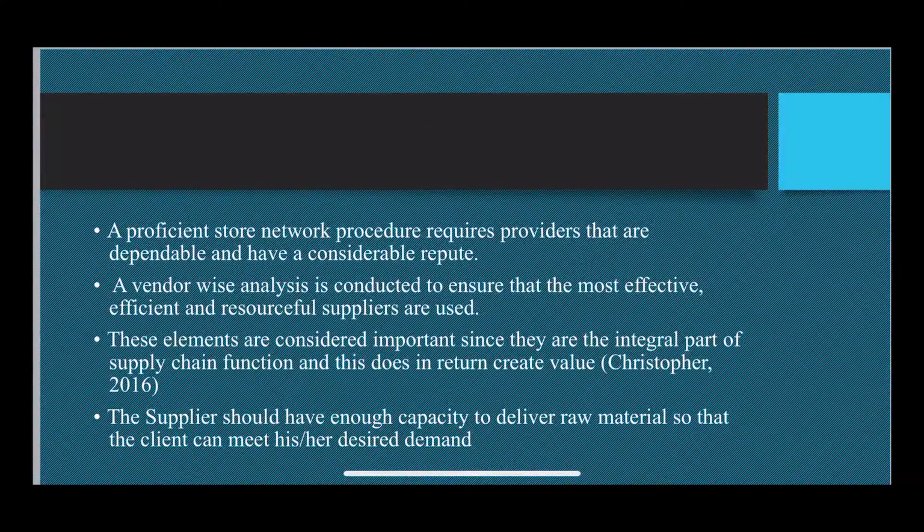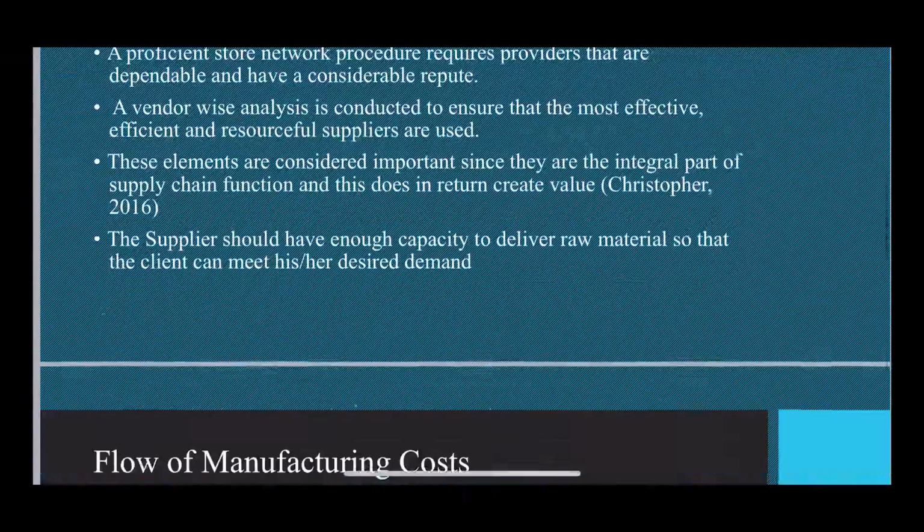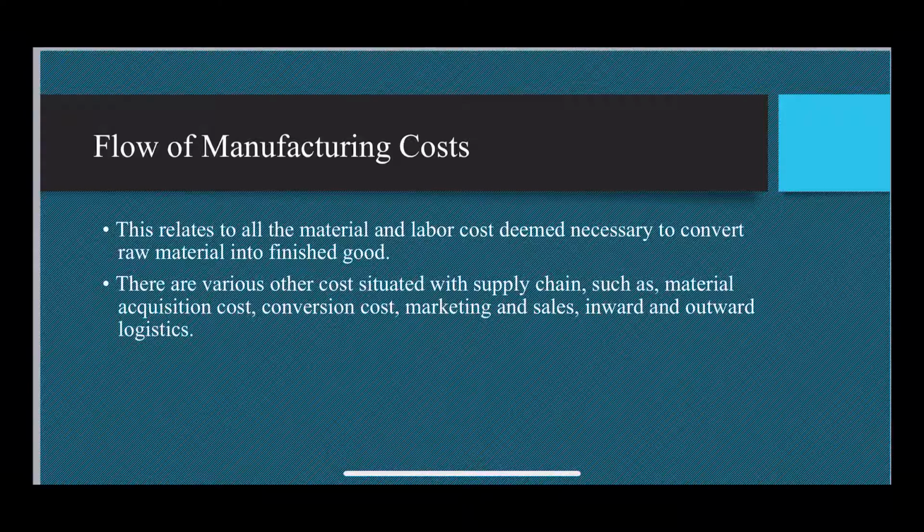A proficient store network procedure requires providers that are dependable and have a considerable repute. A vendor-wise analysis is conducted to ensure that the most effective, efficient, and resourceful suppliers are used. These elements are considered important since they are the integral part of supply chain function, and this does in return create value. The supplier should have enough capacity to deliver raw material so that the client can meet his or her desired demands.